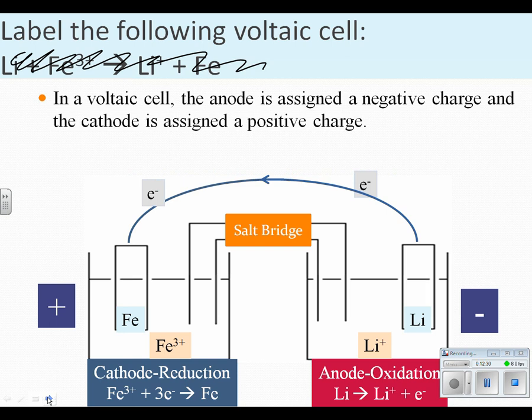So you should have that drawing completely filled out now with positives, negatives, a salt bridge, the metal strips as the solids, and the solutions as the ions. You have it identified as cathodes and anodes.